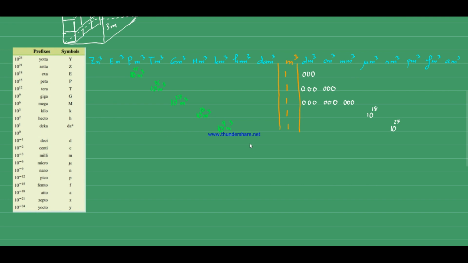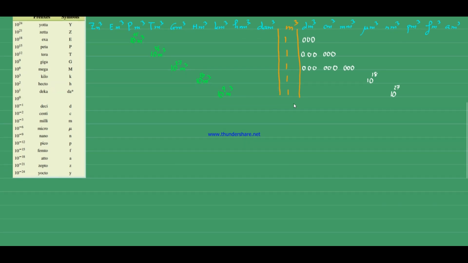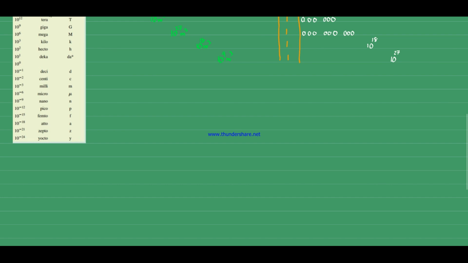So again, they apply the same rule. If you go from left to right, it would be positive exponent, and if you go from right to left, it would be negative exponent. And of course, definitely your final answer should be in exponential form because there are too many zeros over here, a lot of zeros for the volume. So let me start with our first example here.